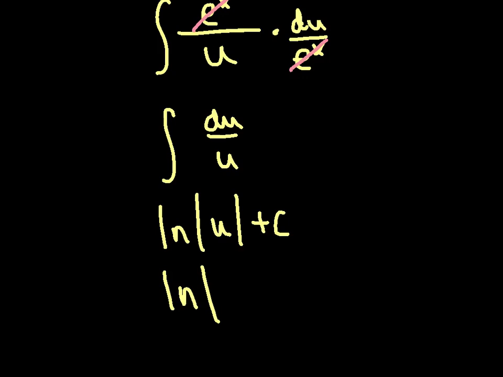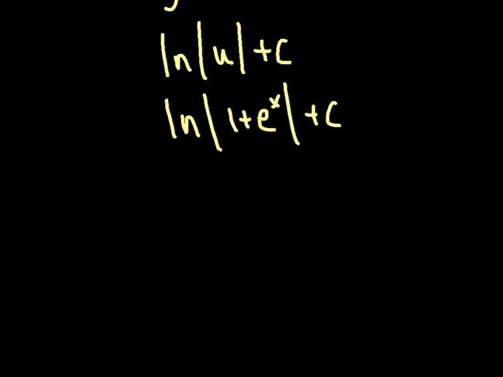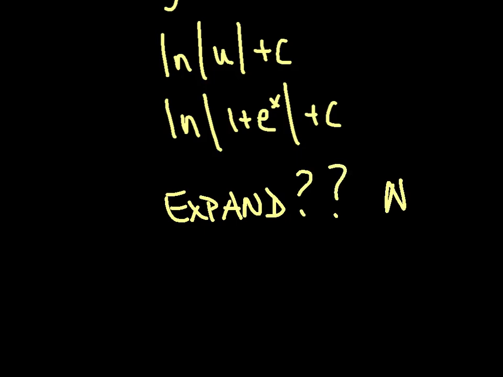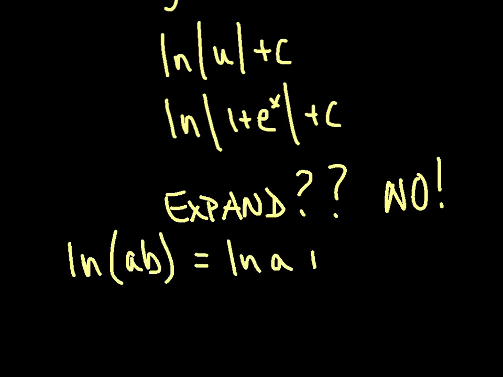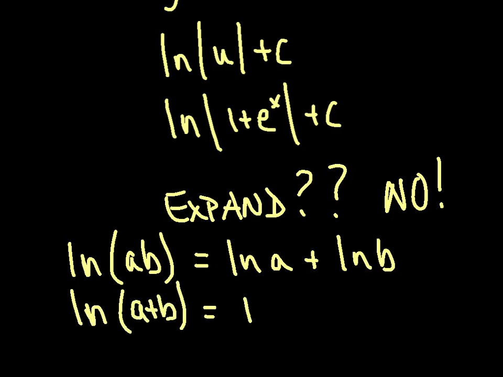And rewriting our answer in terms of x, we got natural log of 1 plus e to the x plus c. Now here's a question for you. Can I expand this one out? Can I use my log properties to maybe expand this one out and simplify it? Great question, right? The answer is no. Can you expand the natural log of quantity a times b? Yeah, that's a great one. Natural log of a plus the natural log of b. However, can you expand the natural log of the quantity a plus b? And the answer is no. That one's completely done. There's nothing that you're allowed to do to that particular problem.